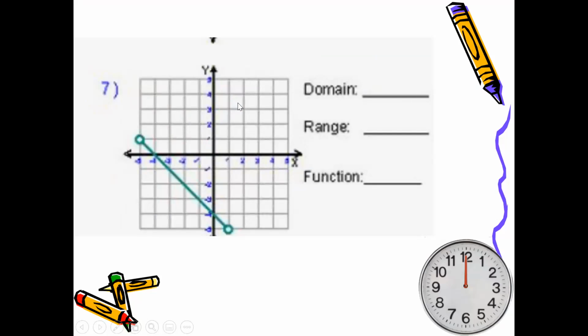Okay, number 7, go ahead and pause the video and answer the following questions. With your domain, how far do I go to the right? It looks like it's at +1, open parenthesis. How far does it go to the left? It is all the way to -5, open parenthesis. Now with the range, how far below did you go to? And this is at a -5, open parenthesis. And with the range going up, how far do you go up? To 1. And yes, this is a function.